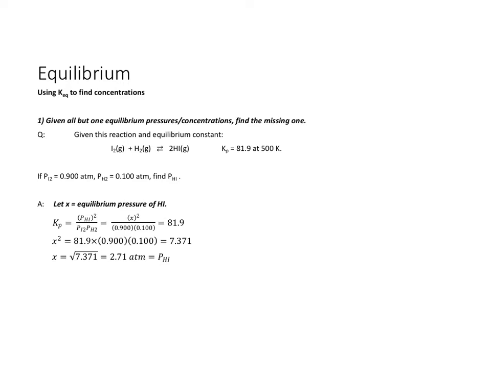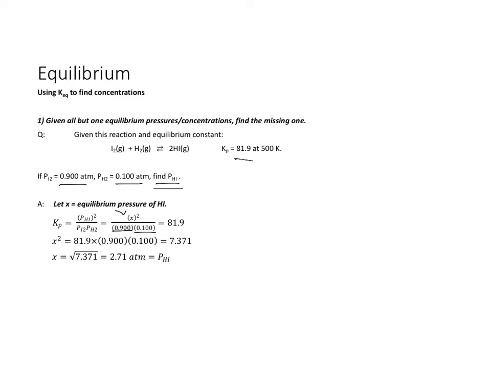One more time, here's I2 plus H2 makes 2HI. Kp is 81.9. If the equilibrium pressures are 0.9 I2 and 0.1 H2, what will the pressure of HI be? Well, if we set up our Kp, Kp is the pressure of HI squared divided by the pressure of I2 times the pressure of H2. We know the two on the bottom. We don't know the one on the top.